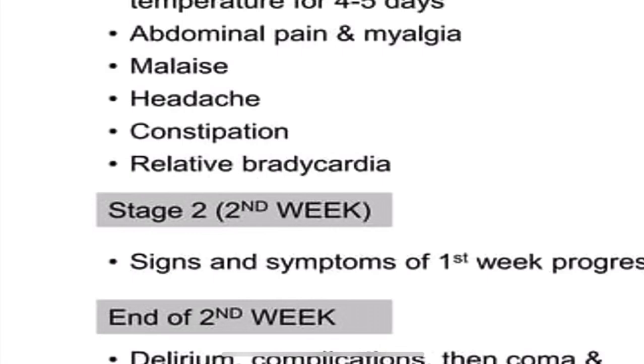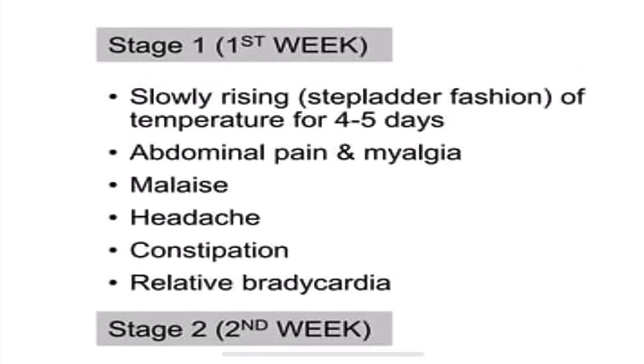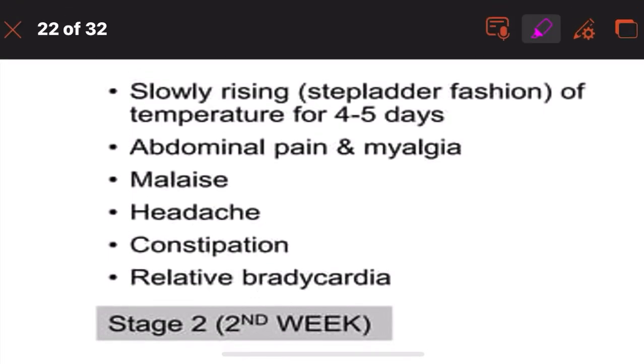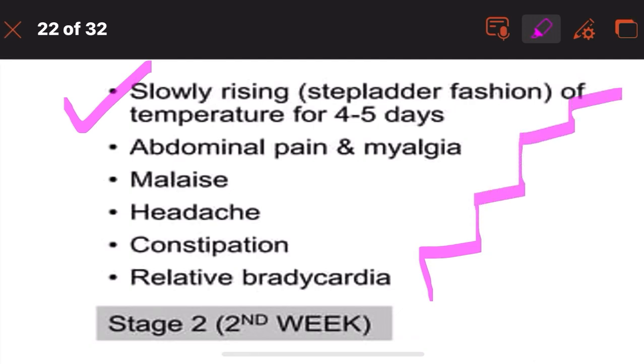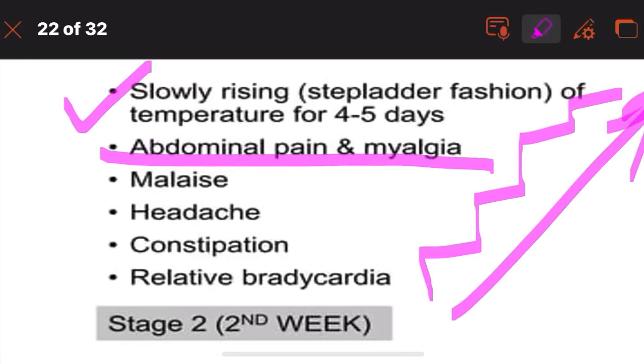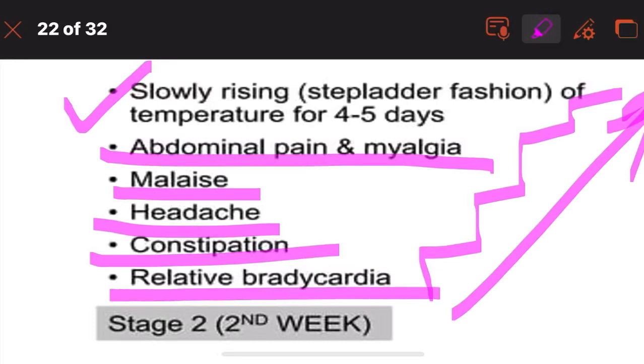Here you can see now, in the first week, what are the things we remember? Slow rising step ladder pattern of the fever. And then we see that there is abdominal pain and myalgia, malaise, headache, constipation, and relative bradycardia. Okay, is it clear?